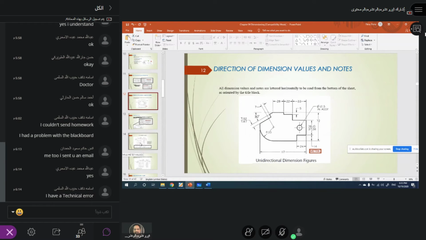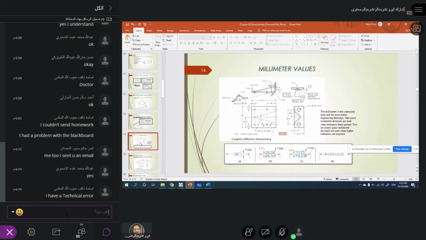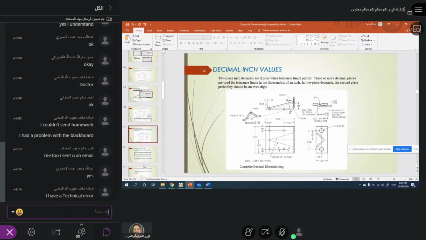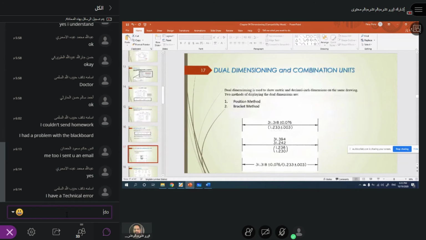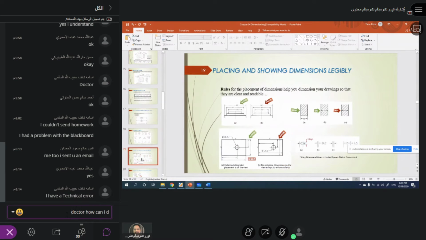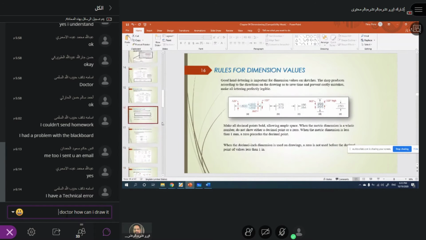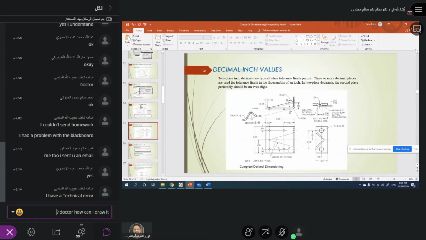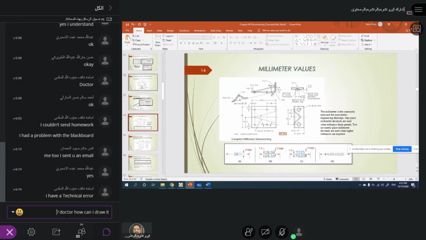Okay, how much do we understand so far? Millimeter values, decimal. These are not necessary until here. I think this should be okay. Dimension symbols, H and all. This is not necessary now for you. At least we can stop here. So we'll continue the discussion about dimensions in the next class.